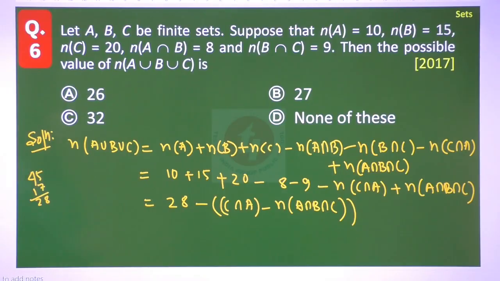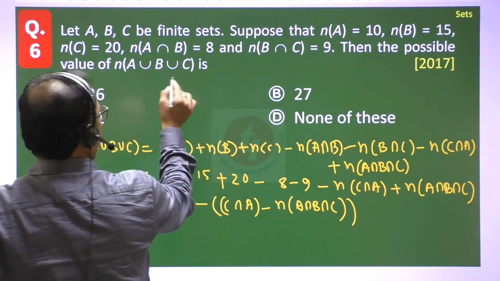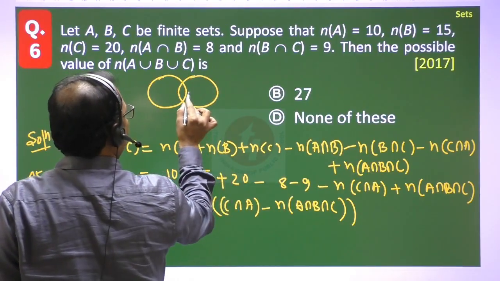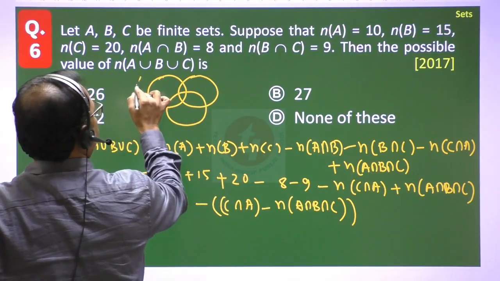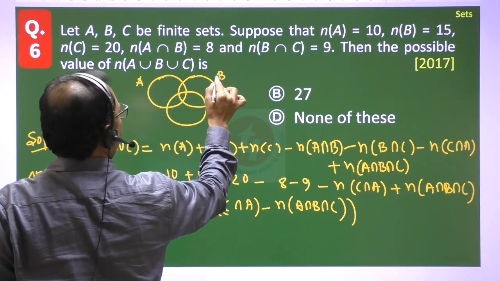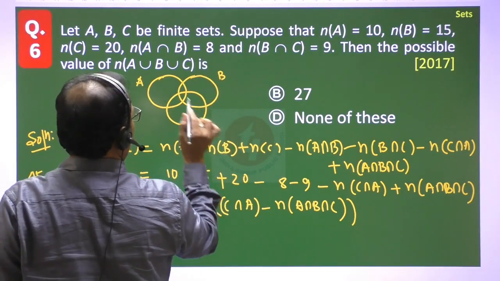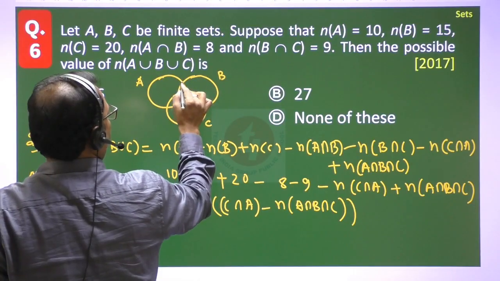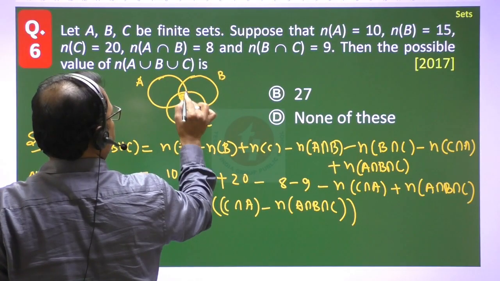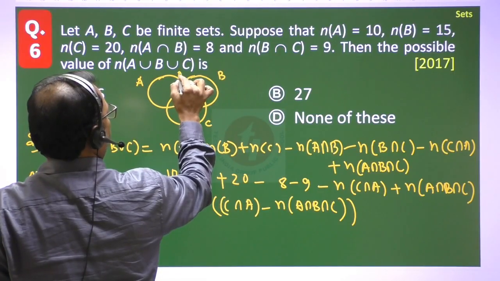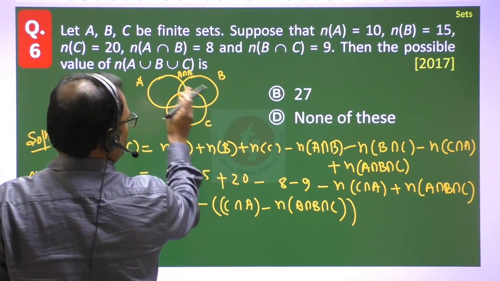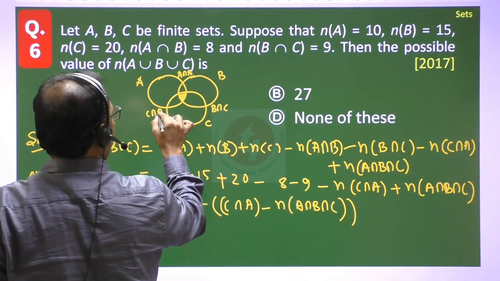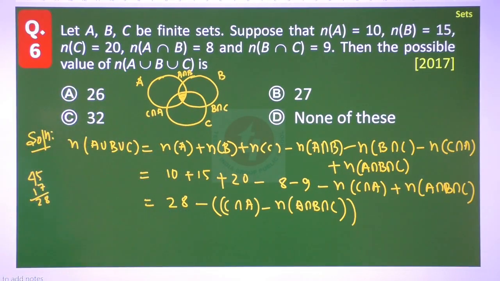So first of all, try to understand in the Venn diagram. This is our A set, this is the B set, and this one is the C set. This portion is A intersection B, this one. And this is A intersection B intersection C. This side is B intersection C, and this side is C intersection A, and the shaded portion is A intersection B intersection C.